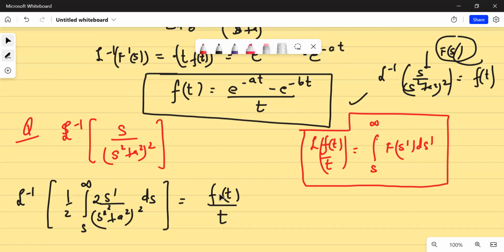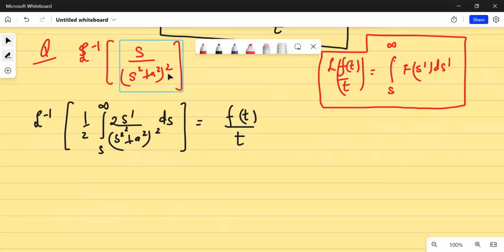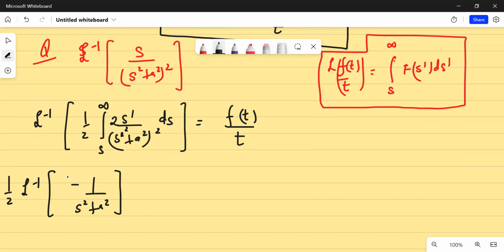The Laplace transform of f(t) upon t is an integration, and this integration is easy to do, at least one power will be less than before. So it is equal to the Laplace inverse of 1 upon 2, taking it outside. This integration would correspond to what? I think minus 1 upon (s square plus a square) from s to infinity, right? And instead of s to infinity, you can do infinity to s, at infinity it will be 0, and it will be simple. It will be f(t). Is that clear? Look, for the integration, the derivative is sitting on top, so I think minus 1 upon (s square plus a square) will come, okay.